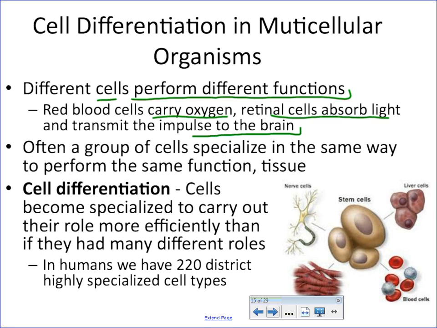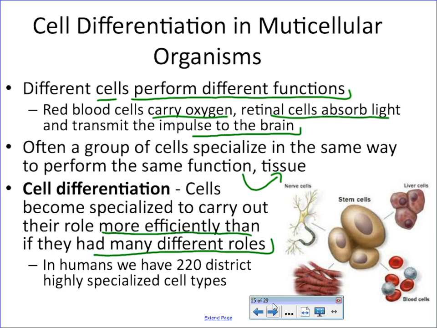Often a group of cells specialize in the same way to perform the same function, and in this case, when they work together, we refer to that as tissue. So with this process of cell differentiation, cells become specialized to carry out their role more efficiently than if they had many different roles. So a cell will carry out one specific role within that multicellular organism rather than trying to perform many different roles.